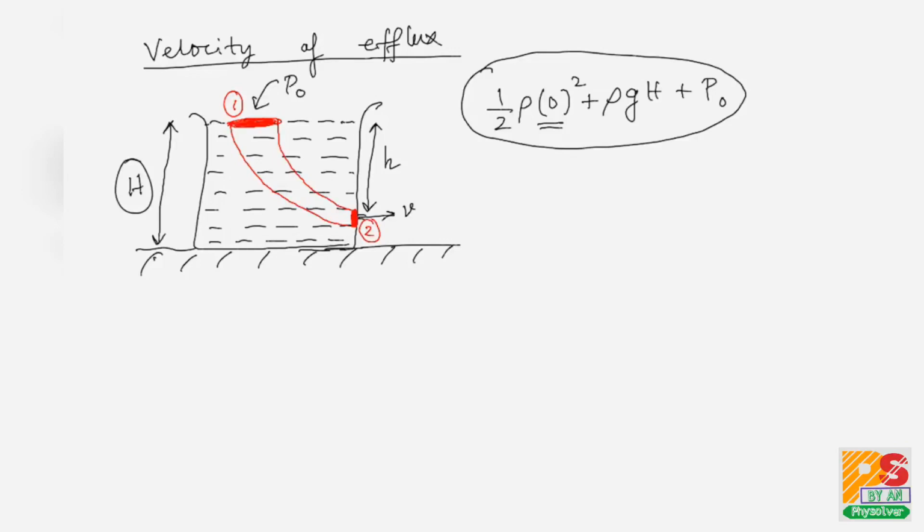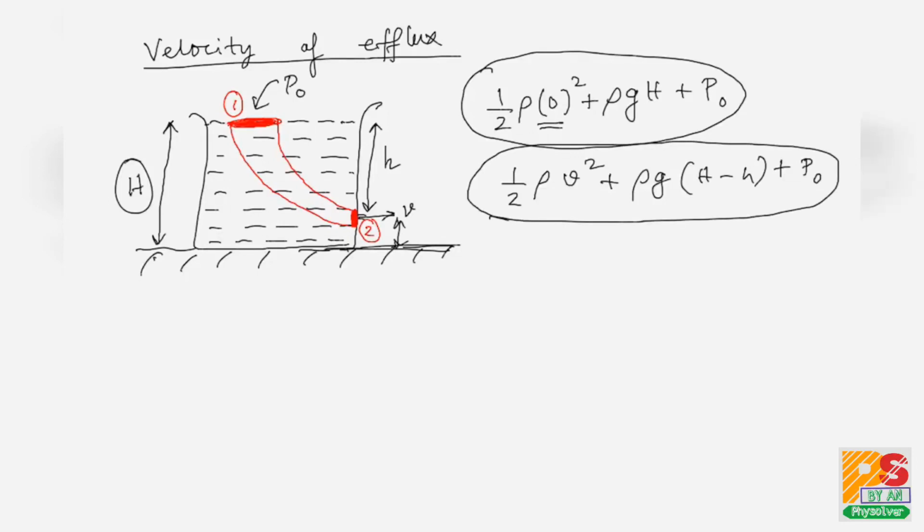Now, for cross section 2, the total energy will be half rho v square. V is the velocity of efflux. Height should be calculated from the fixed horizontal surface. So, the height is capital H minus small h, that is this thing. And pressure, what about pressure? Pressure is nothing but, there is a hole, so pressure is nothing but the atmospheric pressure. Now, this is the total energy at cross section 2.